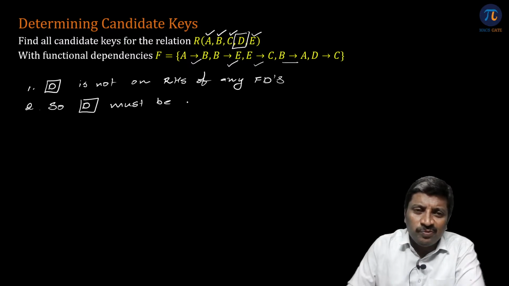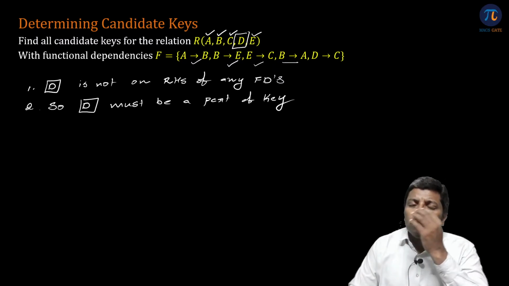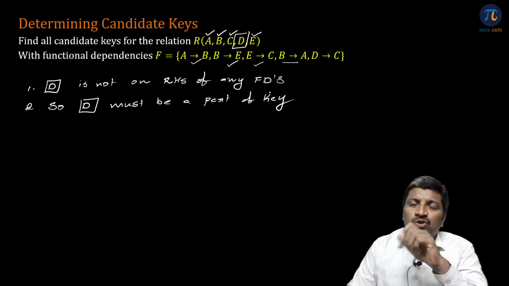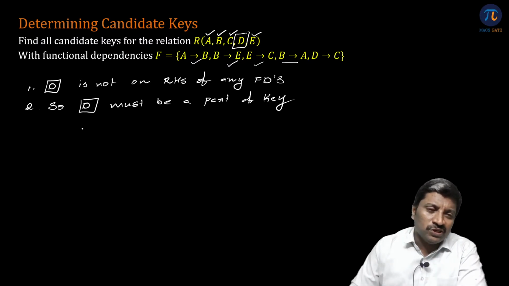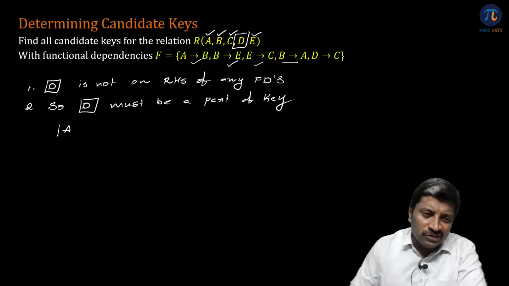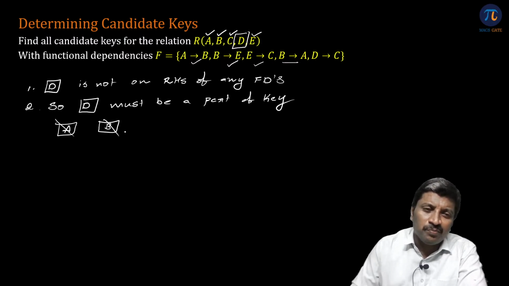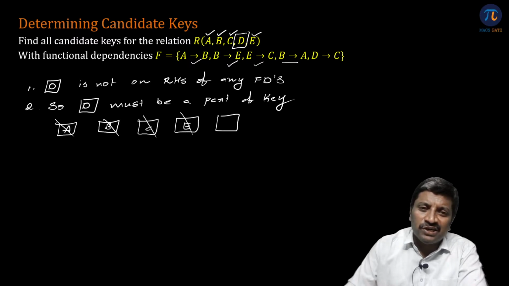D must be a part of the candidate key. So what does it mean, sir? No need to consider the sets which don't contain D. So that's why we don't consider A. We don't consider B. We don't consider C. We don't consider E. But you can consider D because D is part of it.